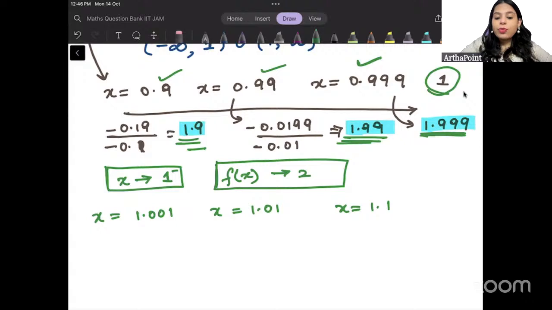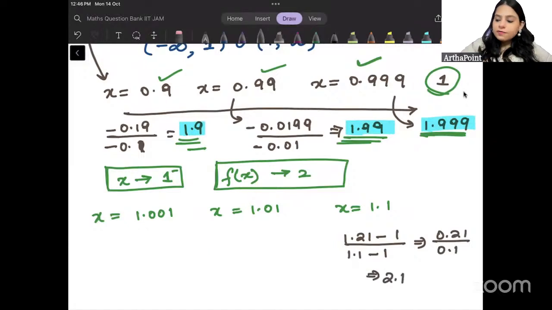So if I just put 1.1, then I will get the answer as 1.21 minus 1 upon 1.1 minus 1. So 0.21 upon 0.1, that means 2.1. When I put 1.01, I will get 1.01 into 1.01, right? So you will get approximately 2.01 as the answer, right? And when you put 1.001, you can just go ahead and try this thing.